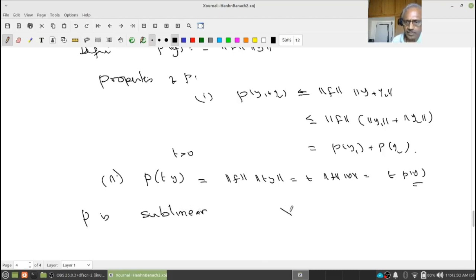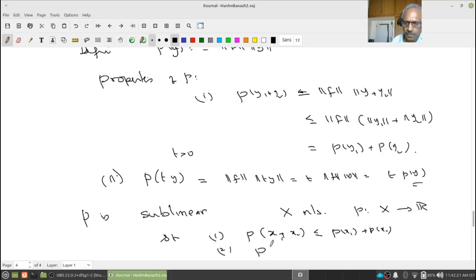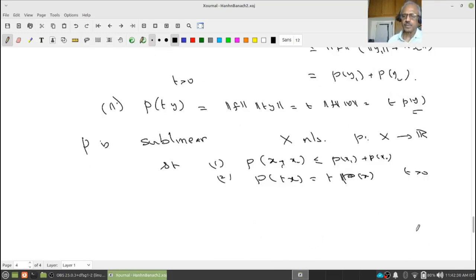That is, if X is a normed linear space and P is a function from X to R such that P of x1 plus x2 is less than or equal to P of x1 plus P of x2, and P of tx equals t times P of x for t positive, then we call this a sublinear function.